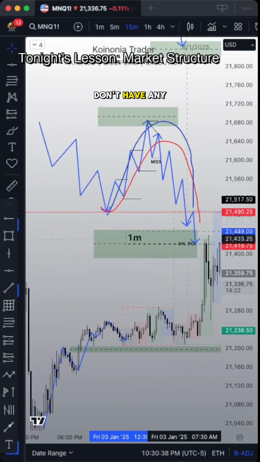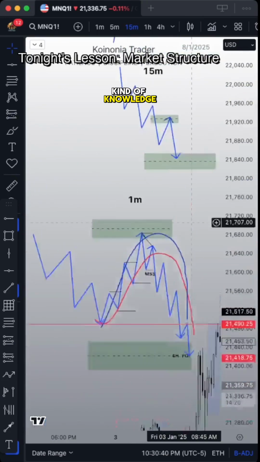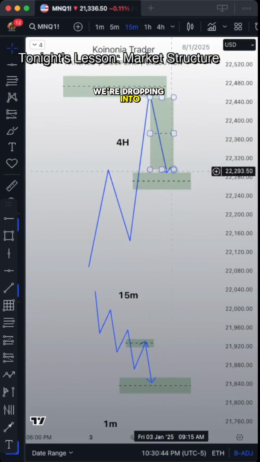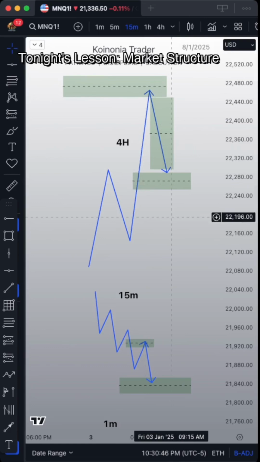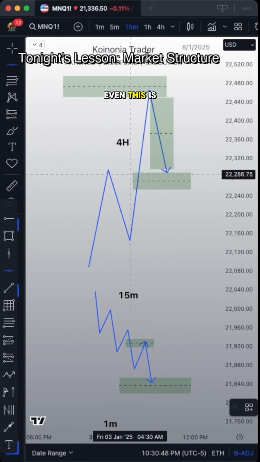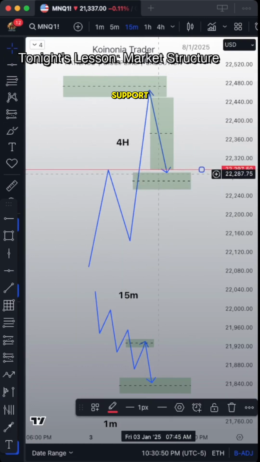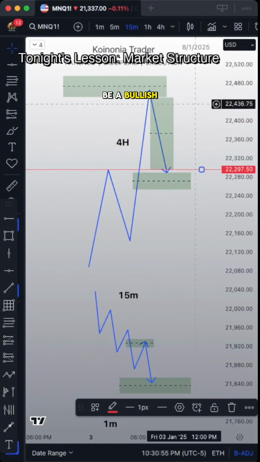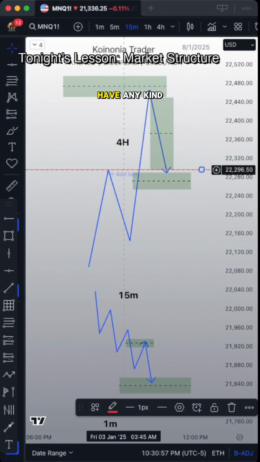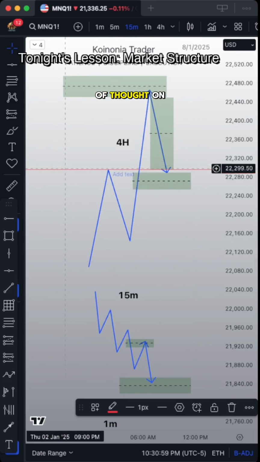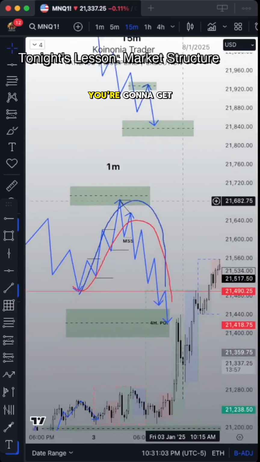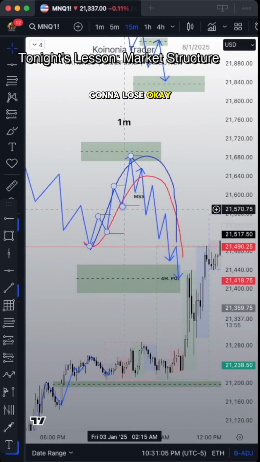But if you don't have any kind of knowledge of market structure and where we are, because we know on the 4 hour we're dropping into a point of interest where we could bounce out of. For support and resistance traders even, this is a higher time frame level of support. More important, EMA traders, there could still be a bullish EMA crossover, for example. If you don't have any thought on what the higher time frame is doing and you're tunnel visioned on the 1 minute, you're gonna get lost and you're gonna lose. So it's important to always look at the higher time frame.